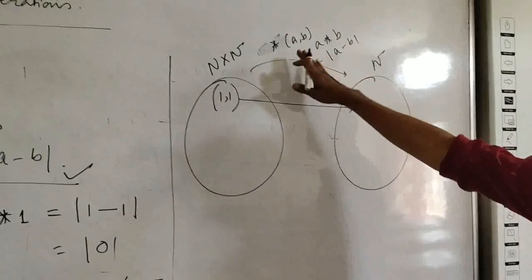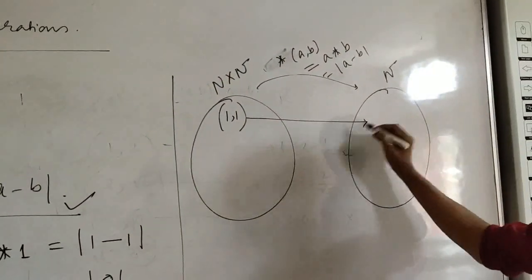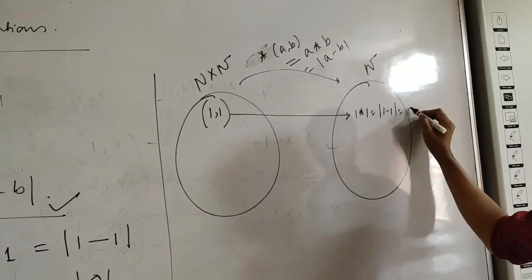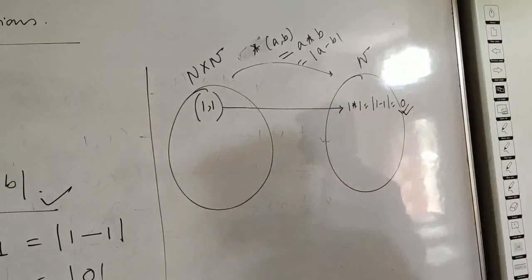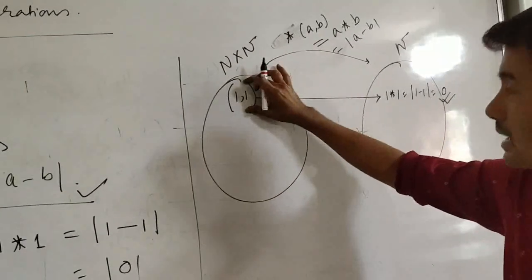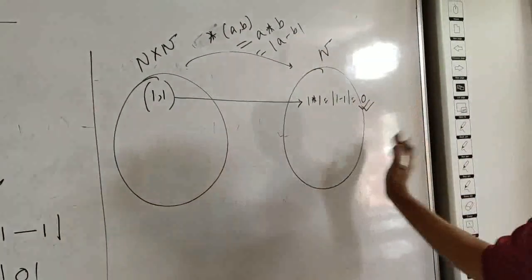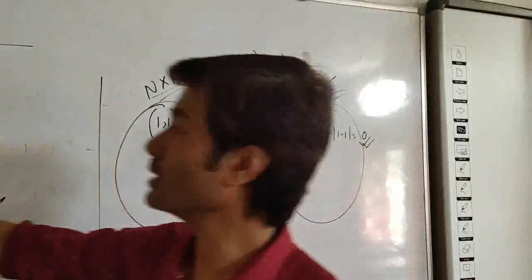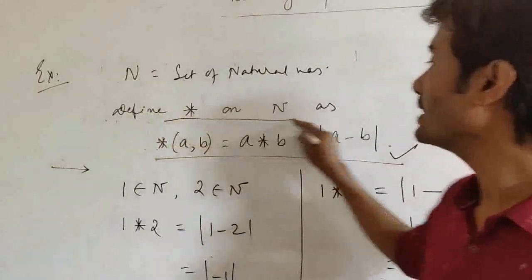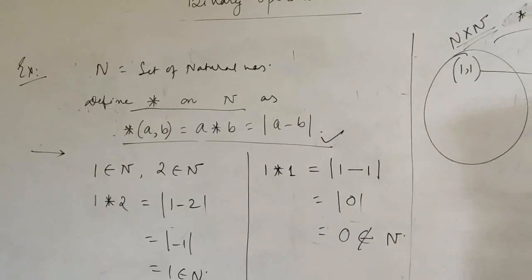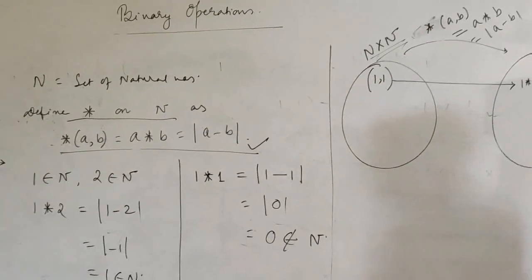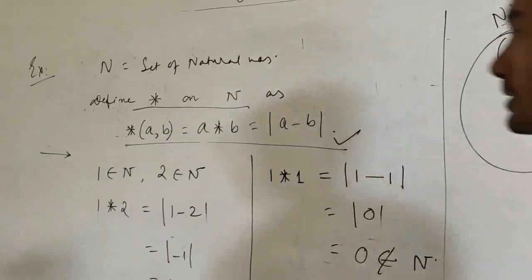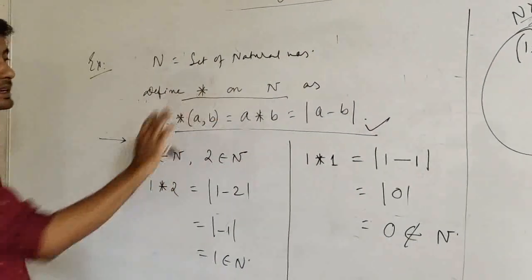So following this definition of star, 1 comma 1 will have image 1 star 1, that is modulus of 1 minus 1, which is 0. 0 is not in the set N, that is, this particular pair 1 comma 1 is not having image in the set N, thus that is not a function from N cross N to N. This star, as is given to us, is not a function from N cross N to the set N, thus showing that it is not a binary operation on the set N. It cannot be binary. I think you have understood why this is not binary.